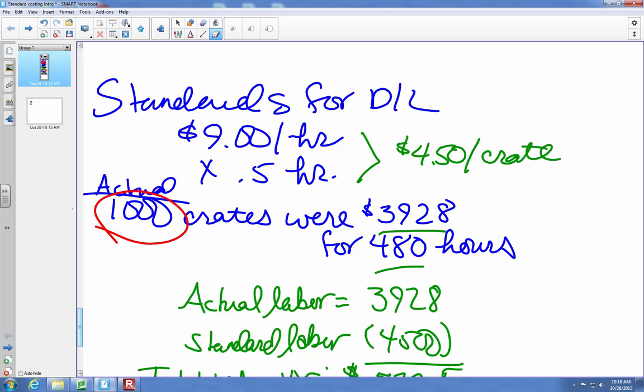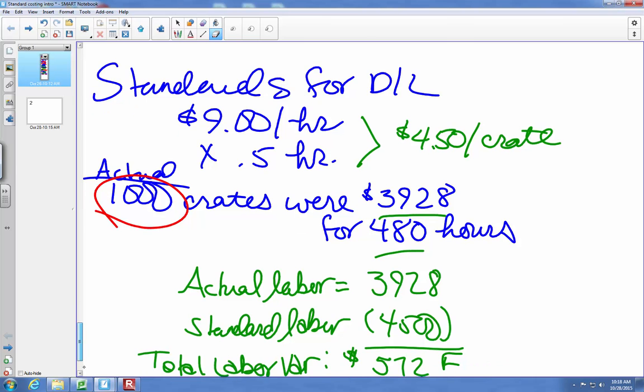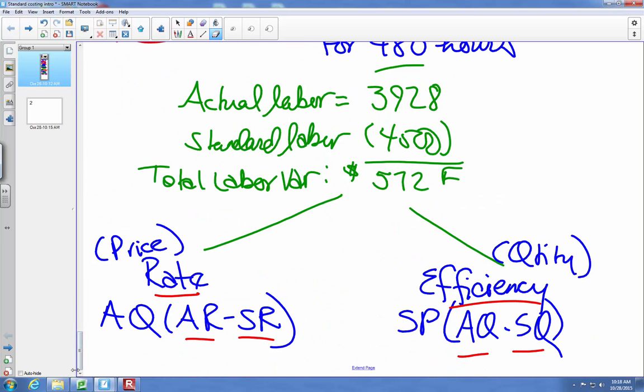So I spent $3,928 for labor for 480 hours. So this one we can calculate, and this is where you should start. Calculate the total variance. Okay, I'm $572 under what I thought I was going to spend. That's a good thing, favorable. Do I stop there? No, I want to explain what happened.